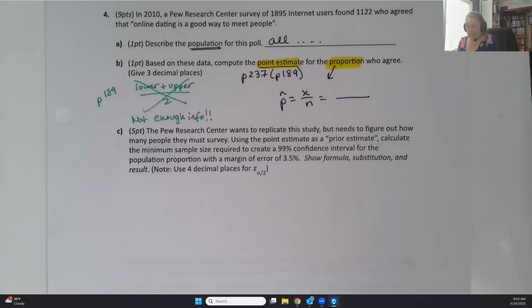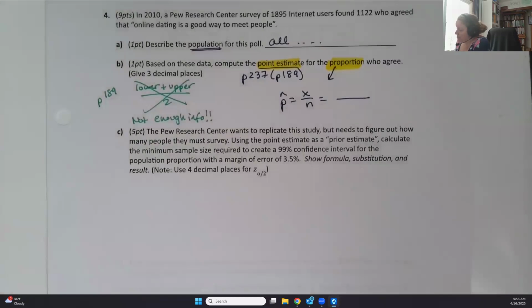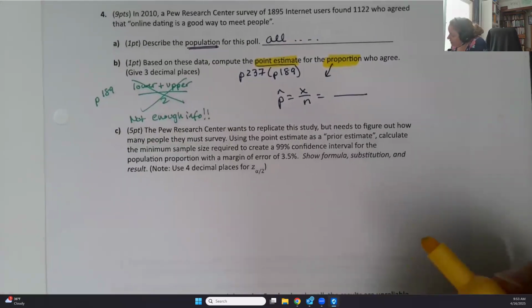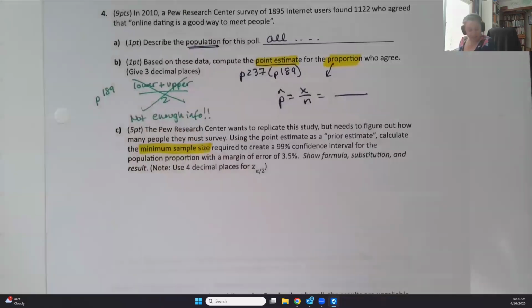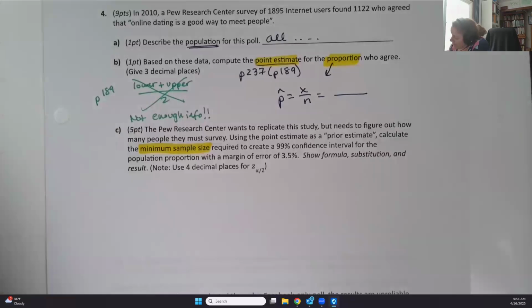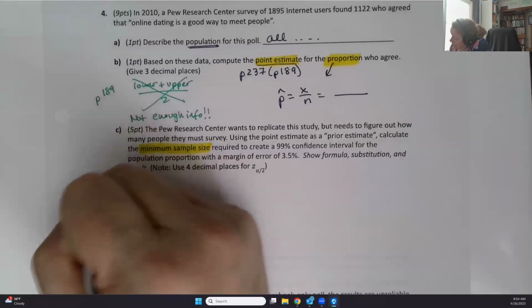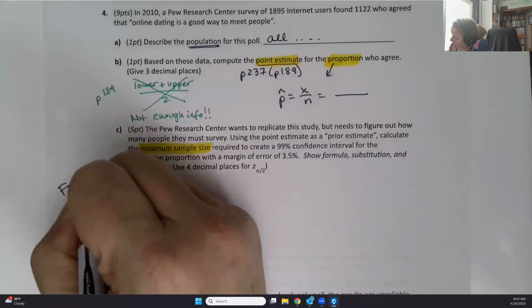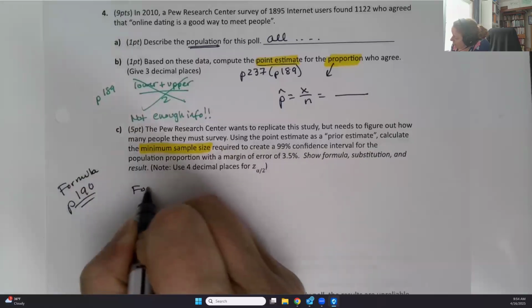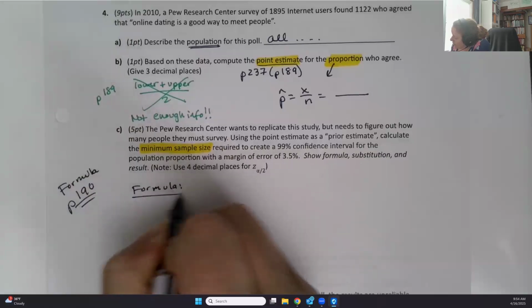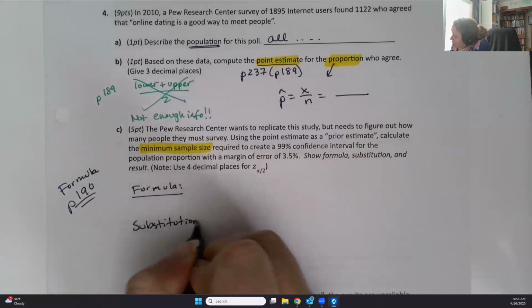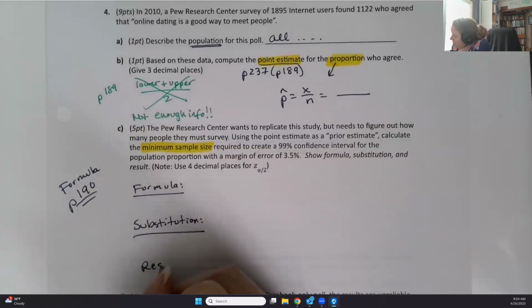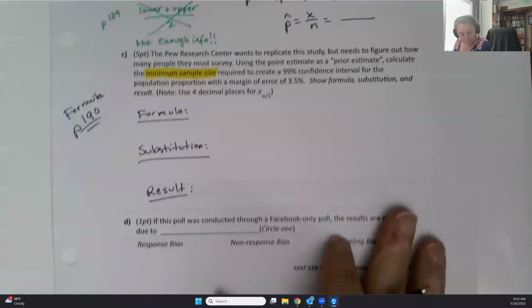okay, now for C, using that point estimate, right? So this is the point estimate. So using that point estimate, but you need to figure out the minimum sample size. Oh, there it is. Okay, so look to page 190 for the formula. I expect to see a formula, a substitution. You did this on the project for chapter 9. You've done it several times. This is a sample size question.